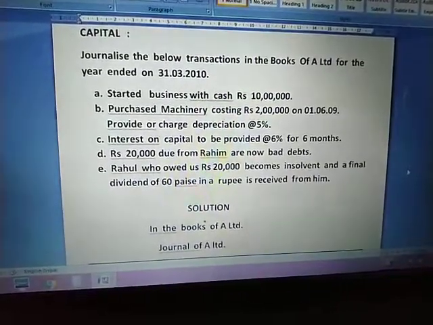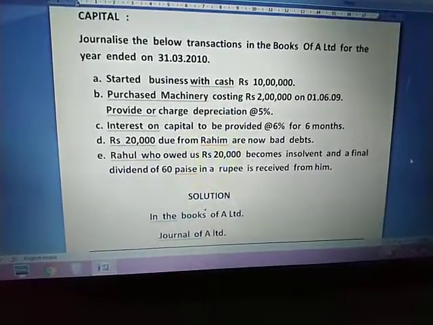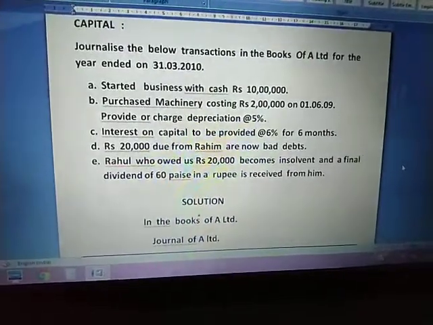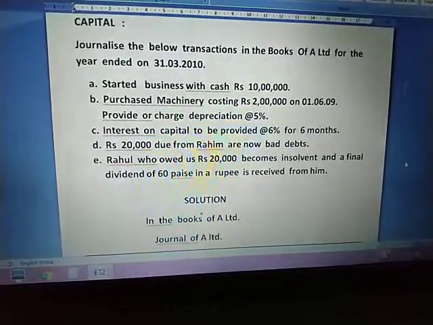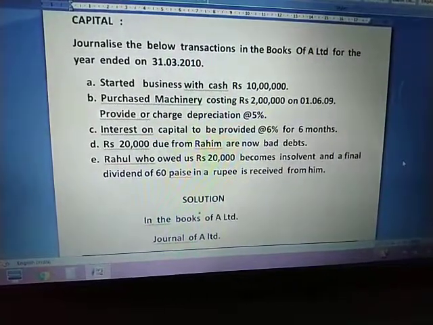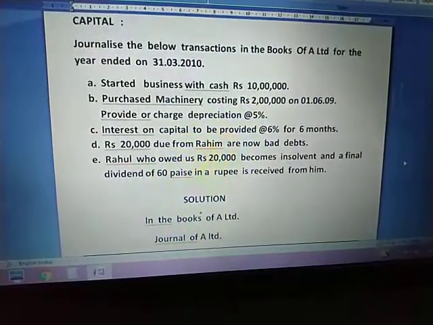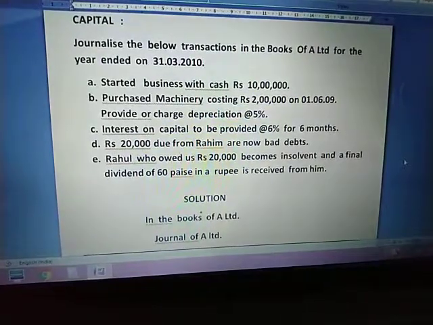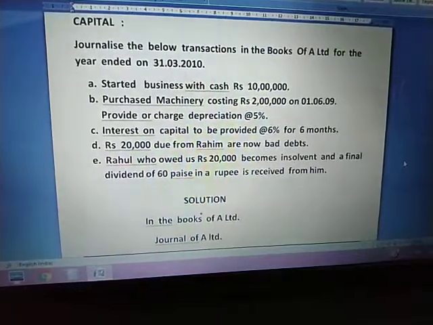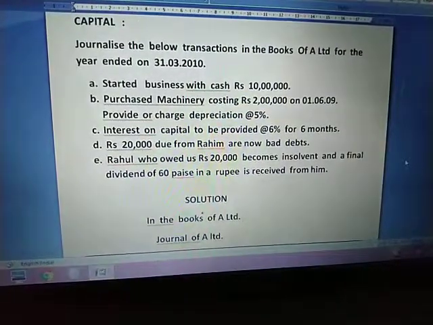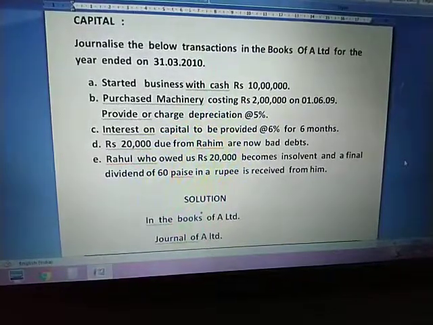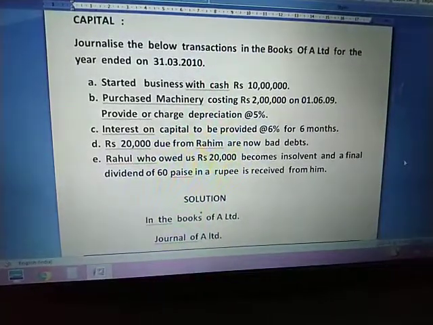Right, now one more thing new has been added in this sum, that is if you look into transaction number E. Now Rahul, who owed us rupees 20,000, becomes insolvent and a final dividend of 60 paisa in a rupee is received from him. This means that 60% of the amount is recovered from Rahul, and the rest of the portion becomes a bad debt.